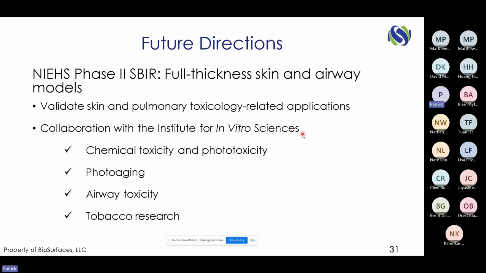They'll be doing a good bit of the GMP actual testing. We're going to deliver the tissues down to them so they can test the reproducibility and test various applications, including chemical toxicity, phototoxicity, photoaging, airway toxicity, and tobacco research. So that's one big thing that we've got ongoing in the lab.